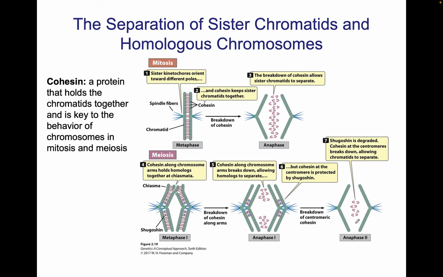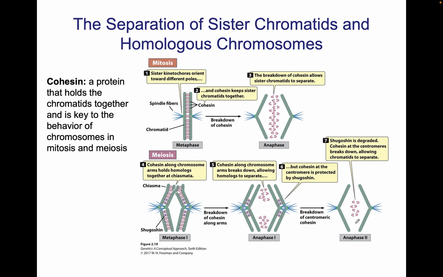So a couple other things that I want to point out to you is the separation of the sister chromatids and the homologous chromosomes. One of the key factors or components here that are important is cohesin. Cohesin is a protein that helps the chromatids to be held together, and it is a key to the behavior of the chromosomes in mitosis and meiosis.